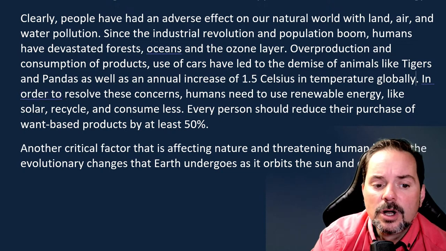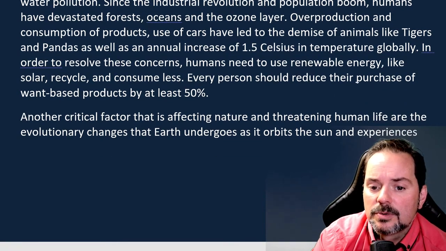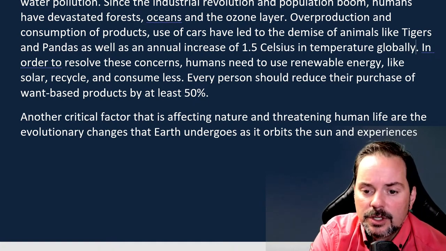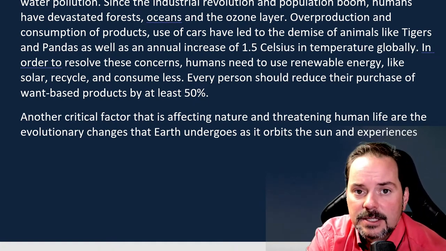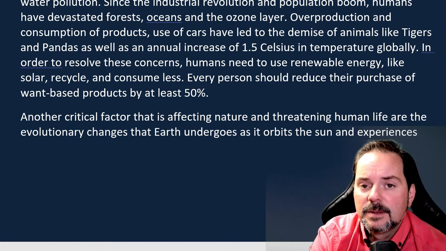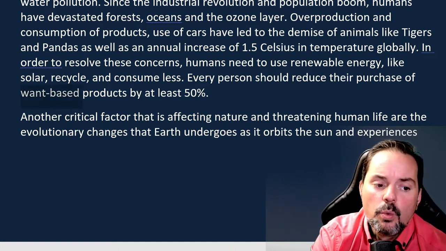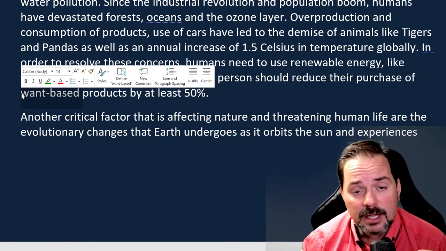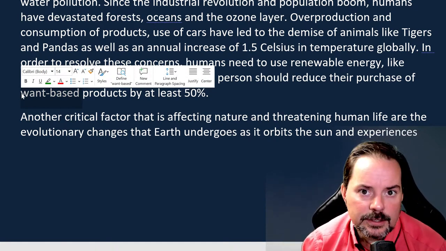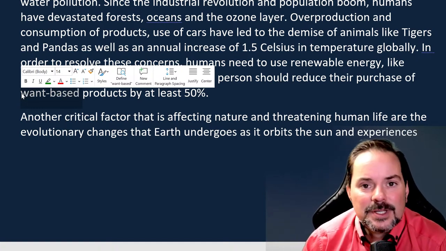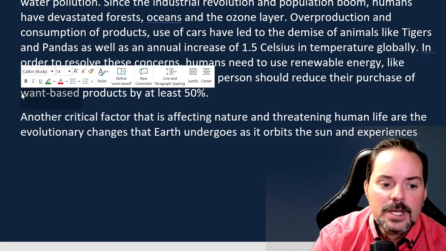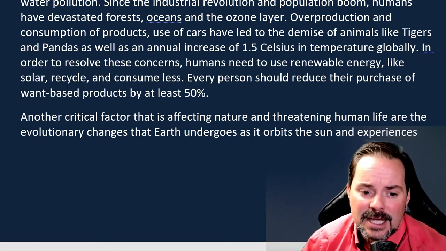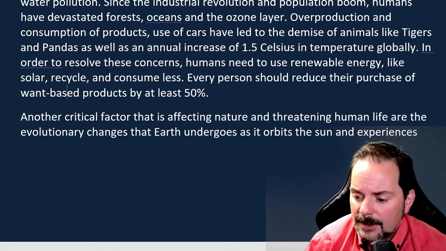In order to resolve these concerns, humans need to use renewable energy like solar, recycle, and consume less. Every person should reduce their purchase of want-based products by at least 50%. Now, if you can't come up with this, want-based products are products that we don't need, so it's not like food, but it's what we want. I want a new TV. Well, does your old one still work? Maybe wait a little bit, right? So if you can't come up with want-based products, just use products. You'll still get a band 8 if you have good content, okay?